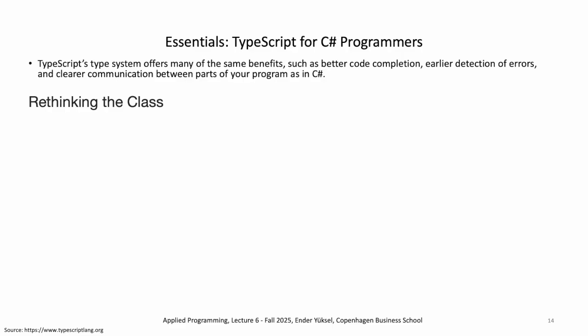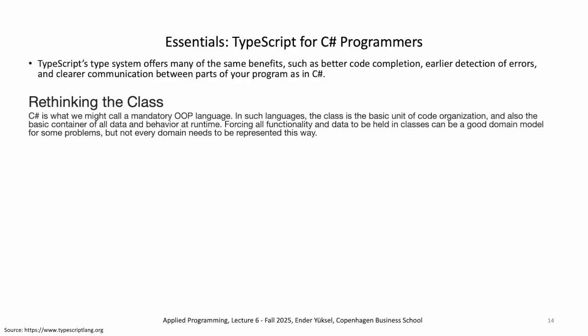We need to rethink the class. C# is what we might call a mandatory object-oriented programming language. In such languages, the class is the basic unit of code organization and also the basic container of all data and behavior at runtime. Forcing all functionality and data to be held in classes can be a good domain model for some problems, but not every domain needs to be represented this way.